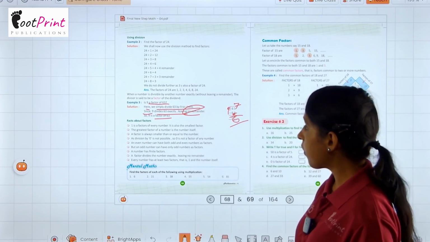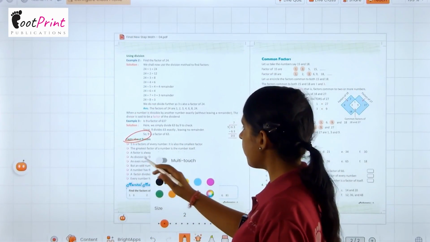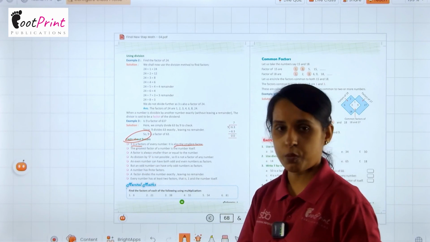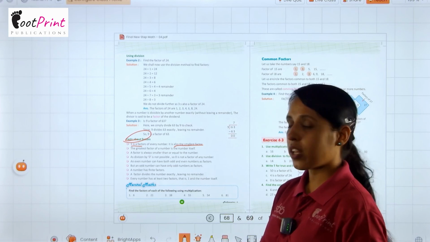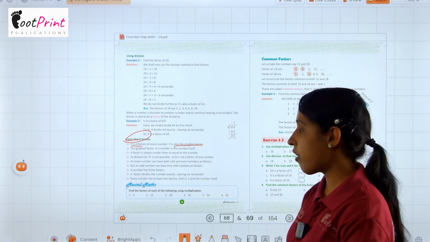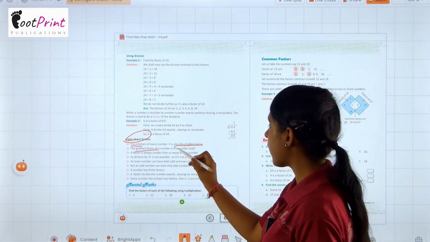Now we can understand some facts about the factors. So here 1 is a factor of every number. It is also the smallest factor. So 1 is a factor of every number because every number is multiplied by 1. Then the greatest factor of a number is the number itself.